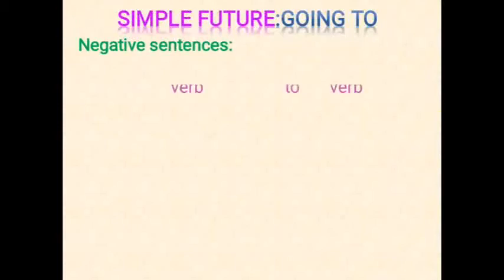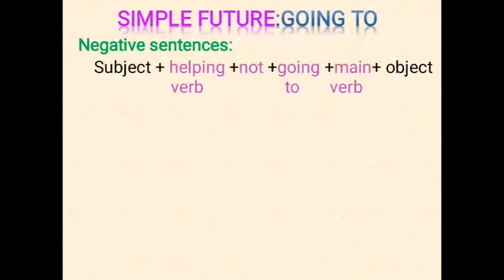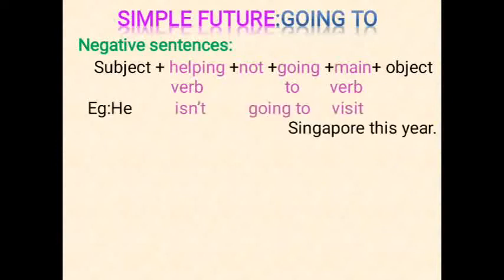Now we'll learn about the structure of the sentences. Already I explained for an affirmative sentence, is it not? Now we'll learn about the structure of going to for a negative sentence. Negative sentence: subject plus helping verb plus not plus going to plus main verb plus object. Example, he isn't going to visit Singapore this year.